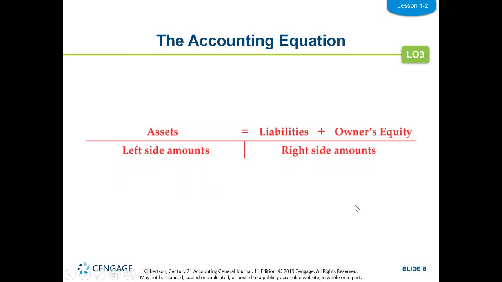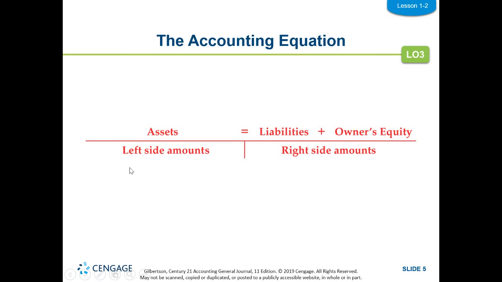Now, generally, the accounting equation is stated as assets equals liabilities plus owner's equity. Your assets are kind of going to be on the left side amounts, and we'll talk about how we're going to record those later. Liabilities, owner's equities, those are all on the right side.